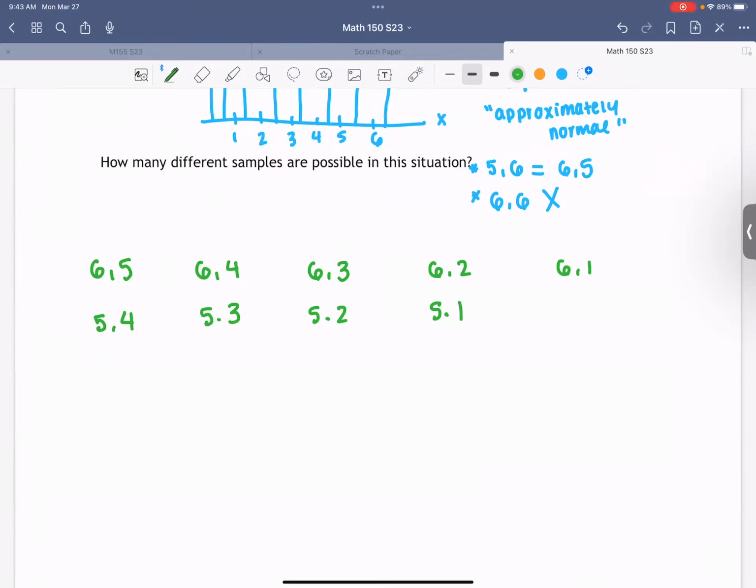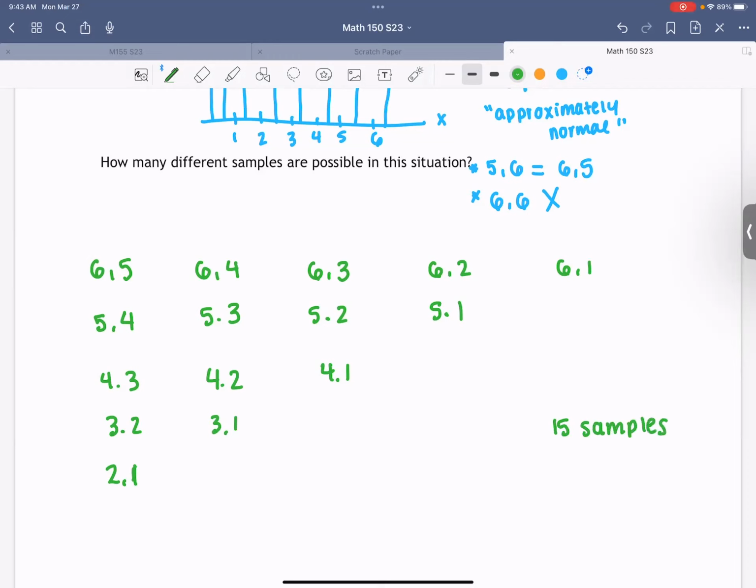Once I'm done with all the samples with 5, we got 4,3; we got 4 and 2; we got 4 and 1. And then after that, we have 3 and 2; we got 3 and 1. And then finally, we got 2 and 1. And after that, we can't really make any more samples. So in total, there actually are 15 samples.